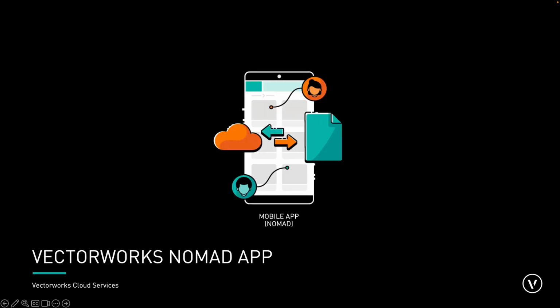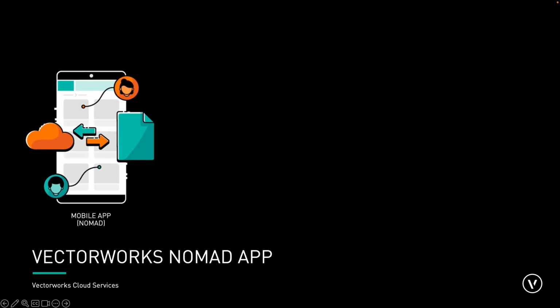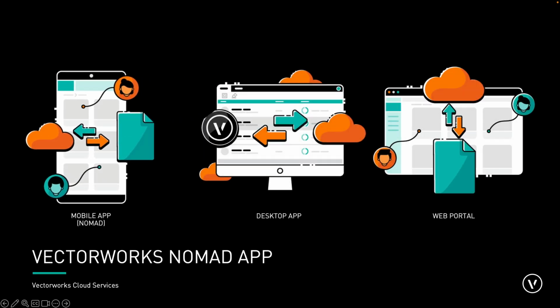So what is Vectorworks Nomad? It's a mobile app you can install on either your smartphone or tablet, and it's part of the Vectorworks Cloud Services platform, which also includes a desktop app and web portal. With the Vectorworks Nomad app, you can take photos and transform them into 3D models, and on LiDAR-equipped iOS devices, you can utilize sensors to generate point clouds.